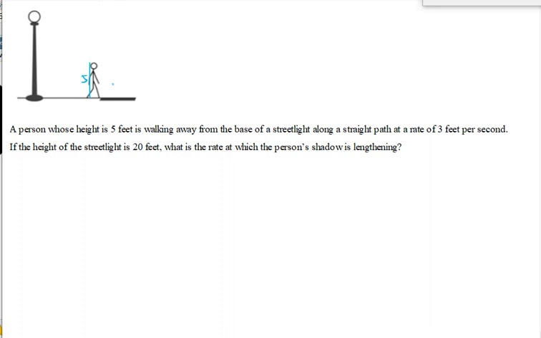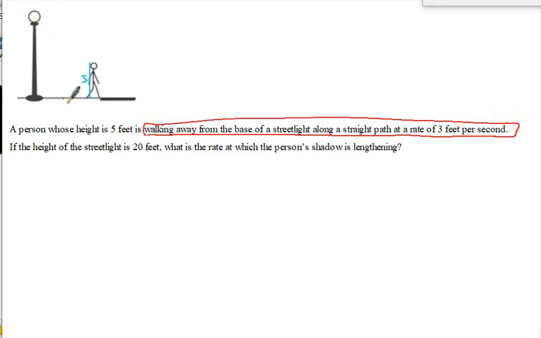Is walking away from the base of the straight line along a straight path at a rate of 3 feet per second. Alright, so we can see we've got the street light right here, walking away from it. So that's telling you how the distance from the person to the street light is changing. So let's say we call that x, from right there, right there. So that's giving us dx/dt, the rate of change of that.